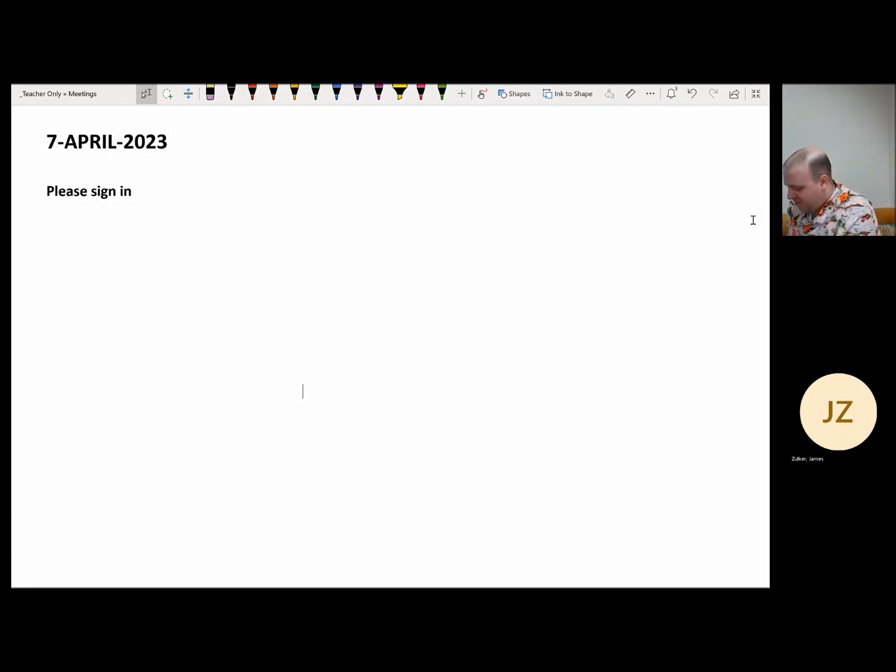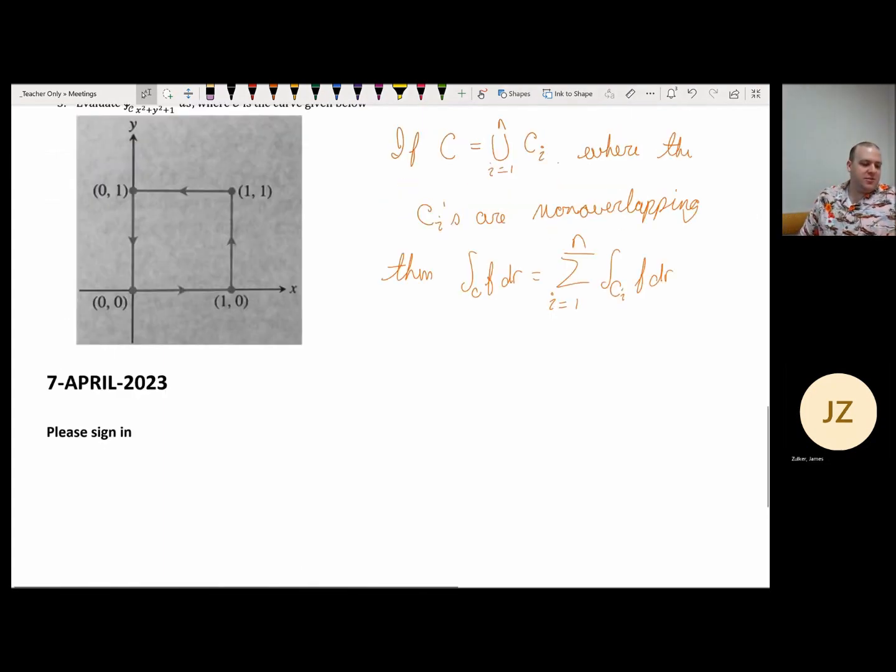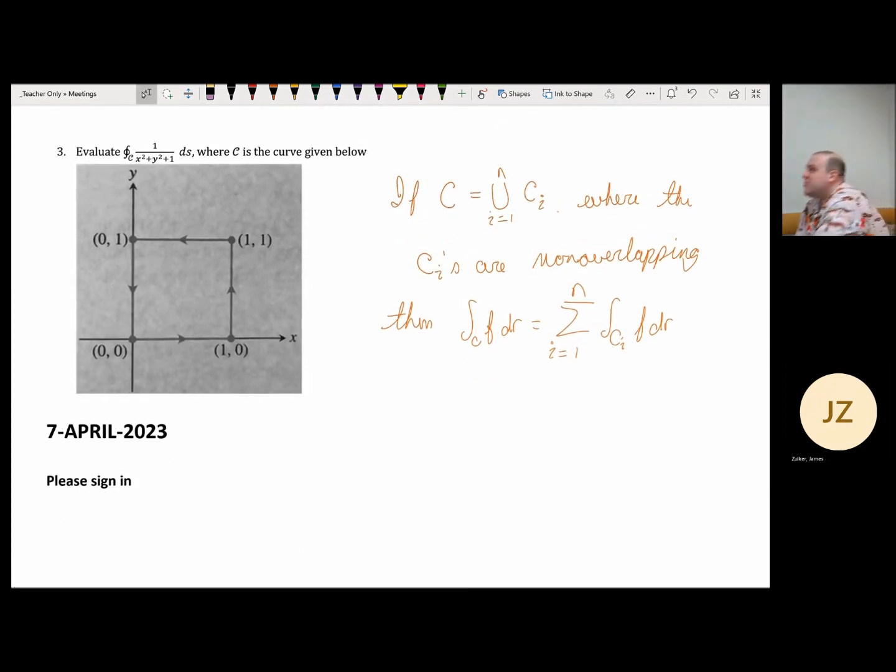We left off. We had just started looking at circulation of 1 over x squared plus y squared plus 1, where the curve, let's call it the unit square, has each side of length 1. We said, since it's circulation, it's a closed path, so we have to start and end at the same point. So we're going to have 4 sides that we have to integrate over, 4 paths.